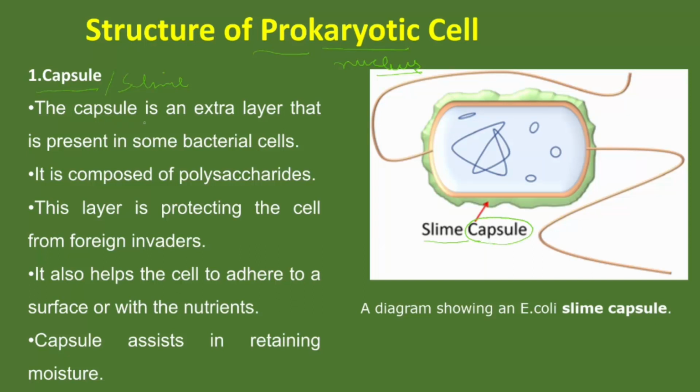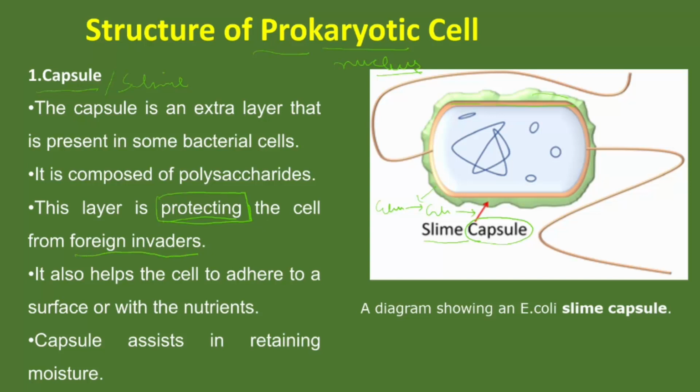So the capsule is an extra layer that is present in some bacterial cells. It is an extra layer apart from the cell wall. You can see here the cell wall, and this greenish portion is known as the capsule. It is composed of polysaccharides, meaning glucose units binding together to form a polysaccharide. The nature of this layer is protecting the bacterial cell from foreign invaders.